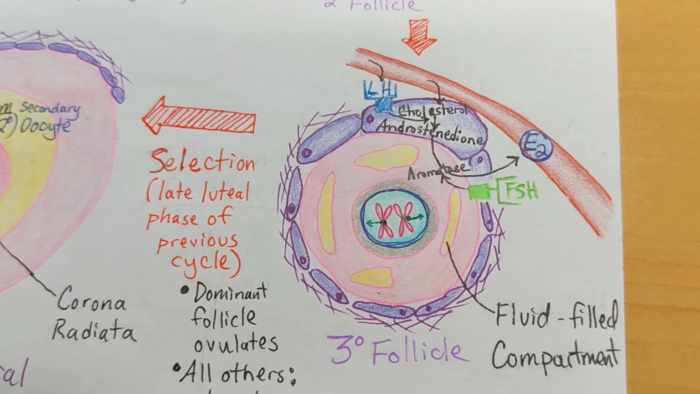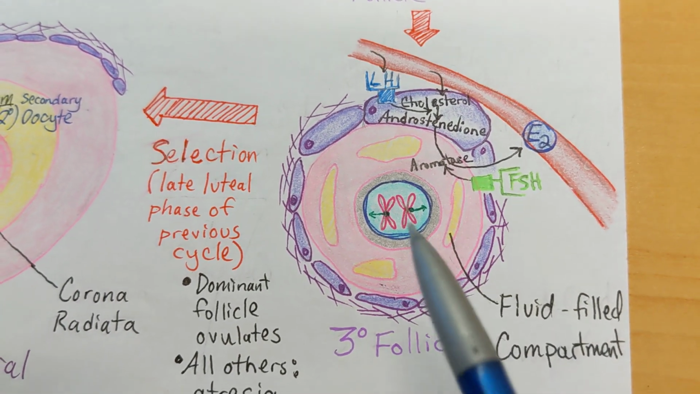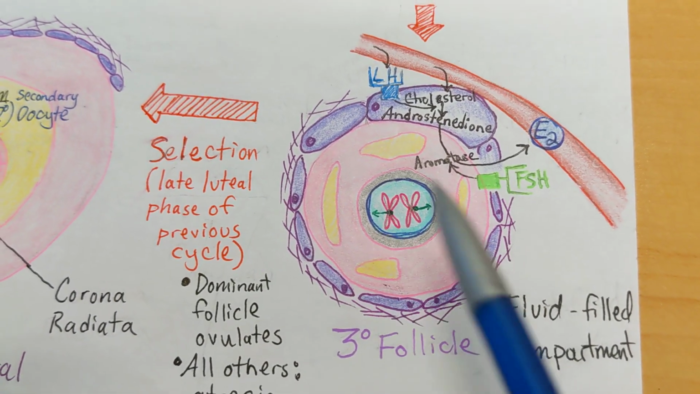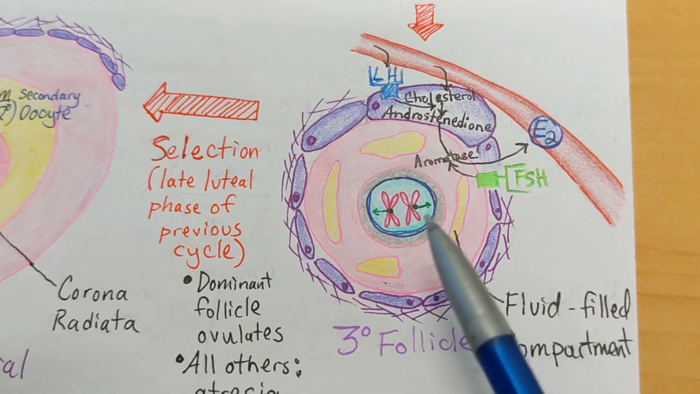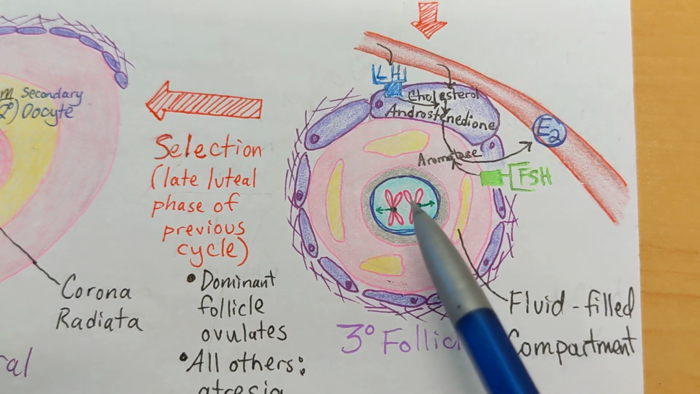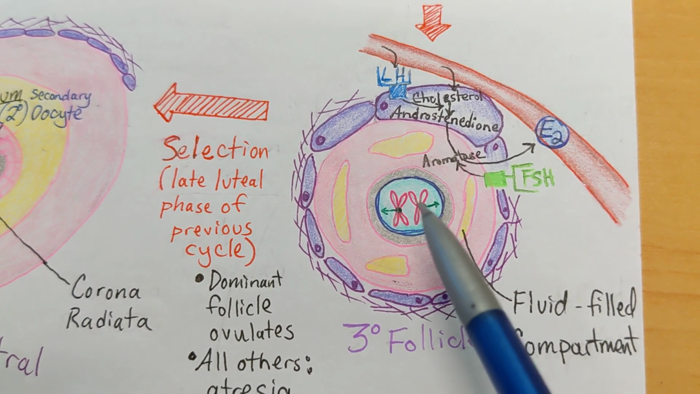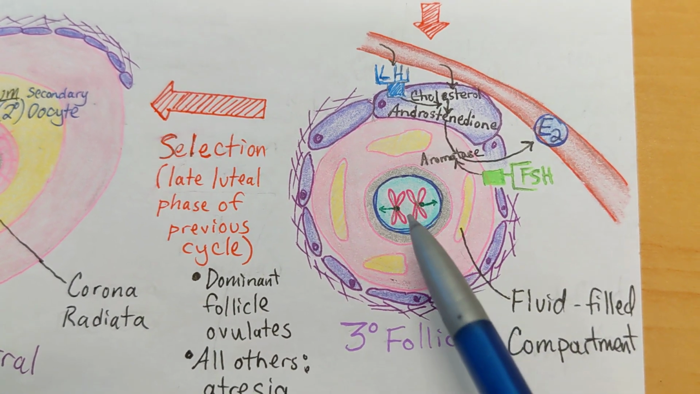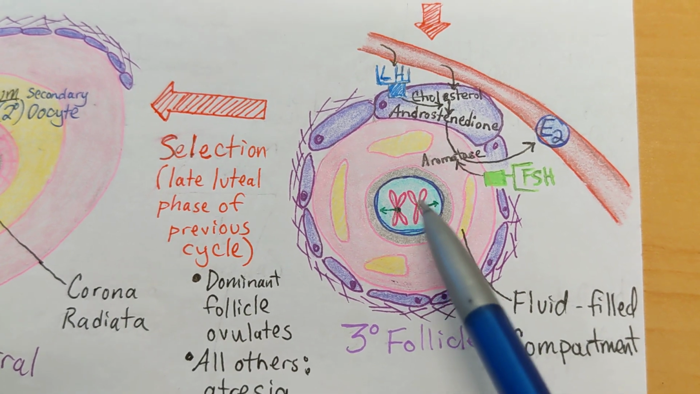Okay? Also, we see a little bit of a difference here in the primary oocyte. What I have drawn is cytoskeleton fibers, or spindle fibers, that are attached here at the centromere. Okay, so where these two sister chromatids are joined together.